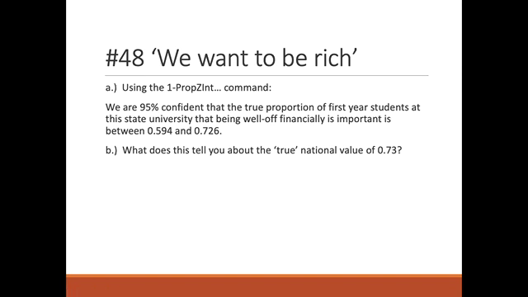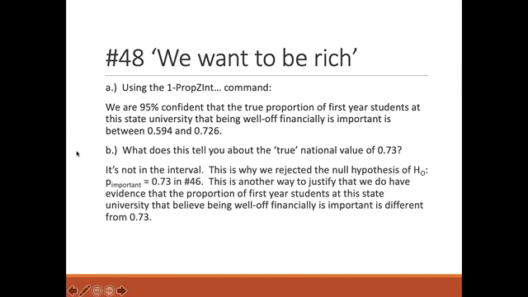So part B, what does this tell you about the true national value of 0.73? Well, notice if you look at the boundaries, 0.73 is not captured by this confidence interval. Remember, the goal of a confidence interval is to try to capture the true population proportion. Well, 0.73 is not a possibility for the true national value because it is not within that confidence interval. So the most important thing you can tell me is that 0.73 is not in the interval. So think about it. That's why we rejected the null hypothesis of 0.73 in question number 46.